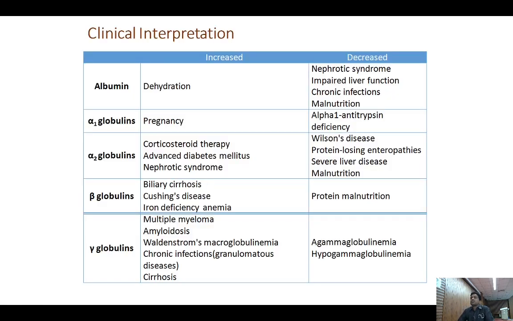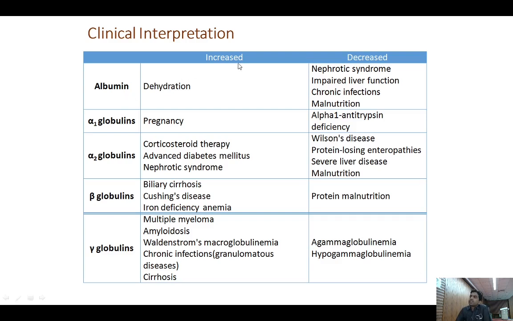Now, clinical interpretation. The most important is multiple myeloma, then Waldenstrom macroglobulinemia and amyloidosis. In the gamma region, a sharp peak will signify multiple myeloma. Mostly in exams, questions come from multiple myeloma only. And when gamma globulin is decreased or absent, it means agammaglobulinemia or hypogammaglobulinemia, meaning the body is not able to produce gamma globulin proteins.